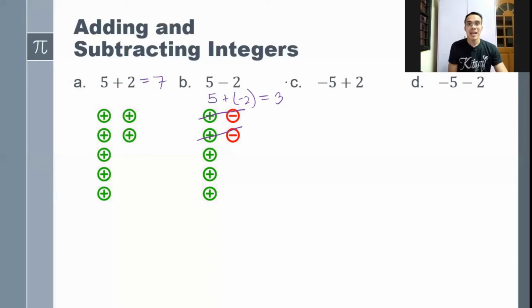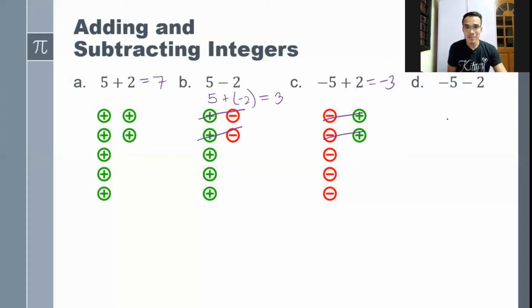Letter C. Negative 5 plus 2 is what number? Is it 7, negative 7, 3, or negative 3? Let's see. The first number here is negative 5, so there should be 5 negative chips. The second number is positive 2, so there should be 2 positive chips. 1 negative and 1 positive will be canceled out. And then count the remaining number of chips. We have here 1, 2, 3 negative chips. Therefore, negative 5 plus 2 is negative 3.